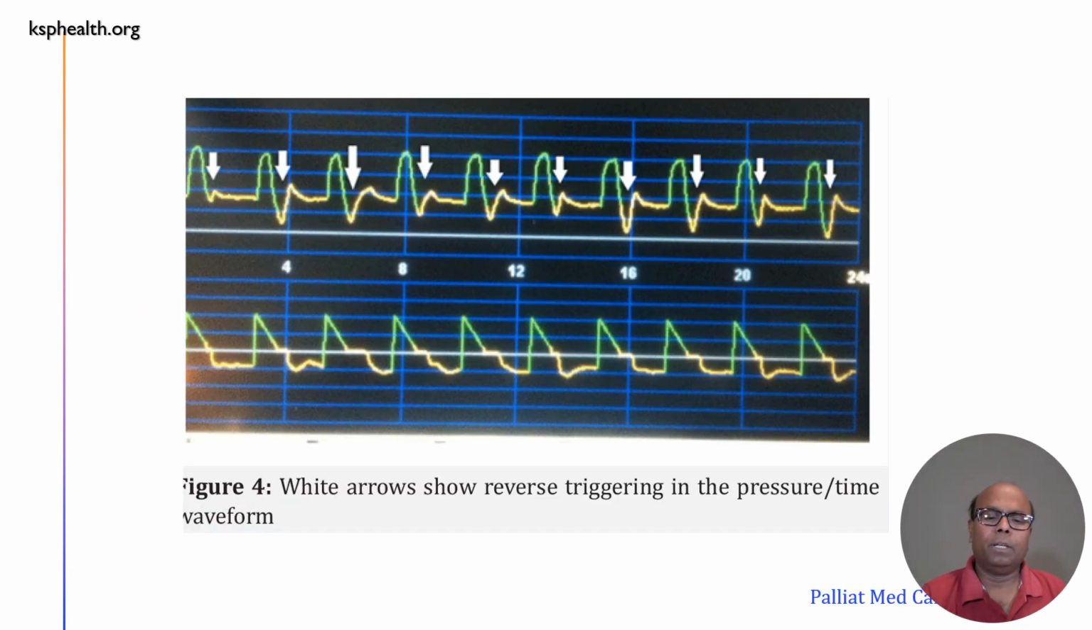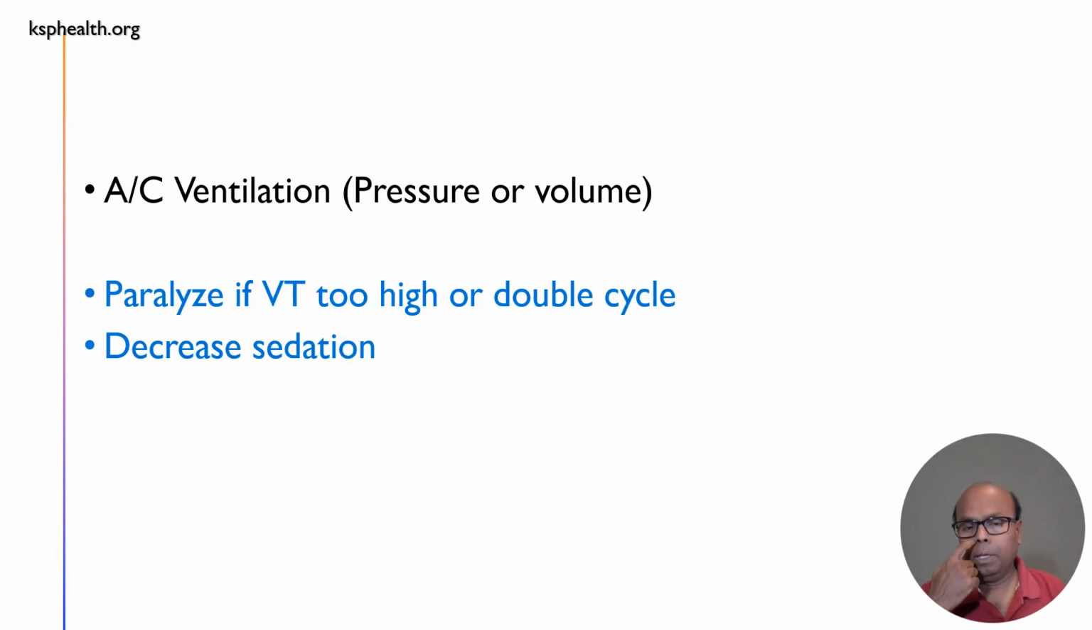As you can see in this diagram, the white arrow shows reverse triggering. It's often seen in AC ventilation. If there is too much double cycling, or the volume is too high, paralyze the patient. If more sedation is the reason for this reverse triggering, decrease sedation.